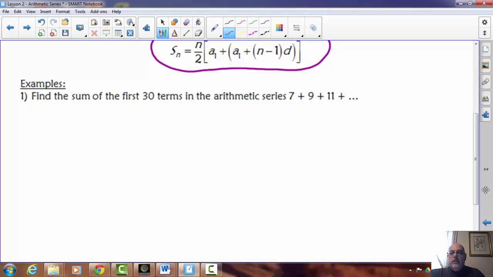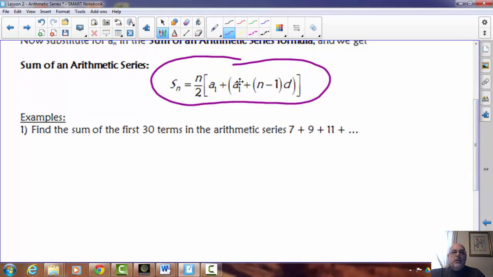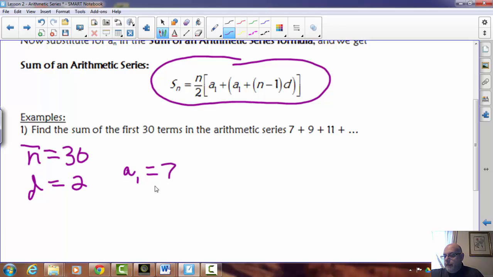So what we're going to be doing is, instead of finding the last term and then putting it into the formula, we're going to use this formula, which helps us find the last term. So we're looking for 30 terms. Our common difference is 2. And we know our first term is 7.